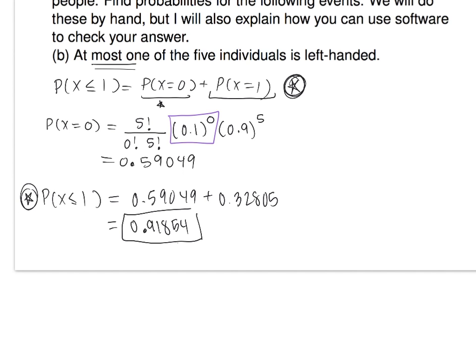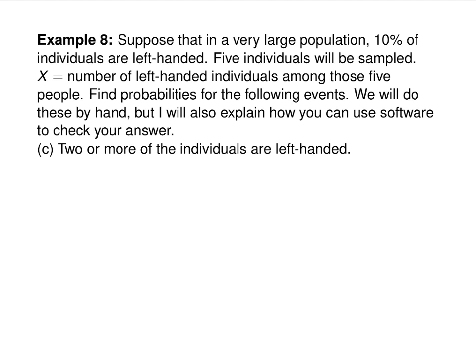Okay. This next one, what's the chances that 2 or more individuals are left-handed? So that's technically P(X ≥ 2), right? Which would technically be probability X is equal to 2, X is equal to 3, X is equal to 4, and you want to hate me right about now, and also X is equal to 5.